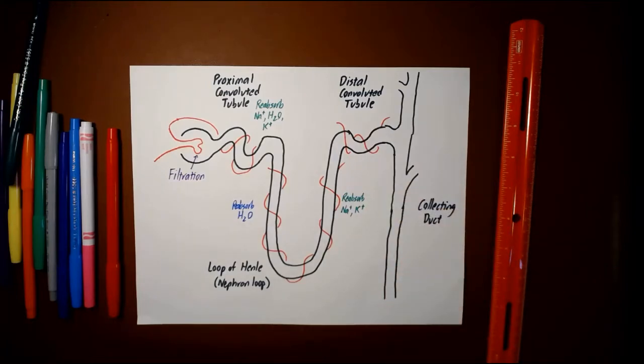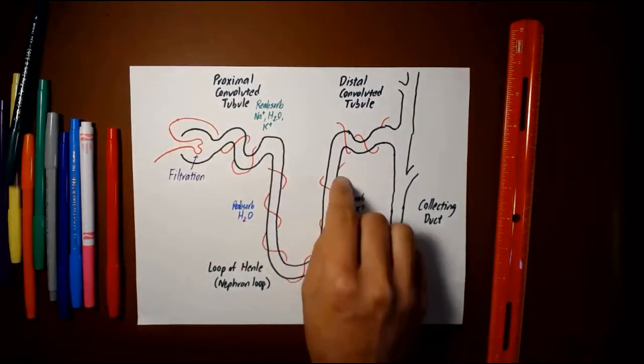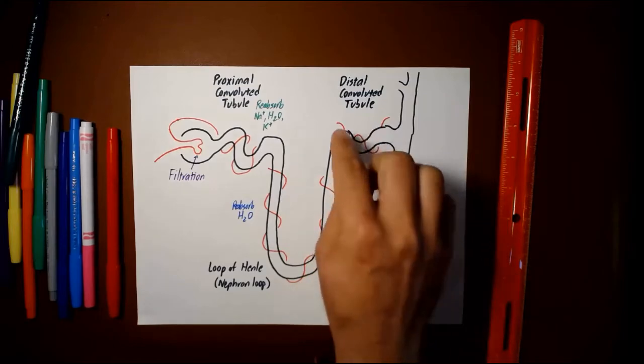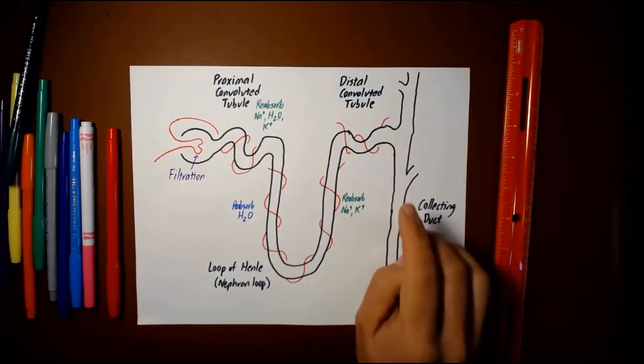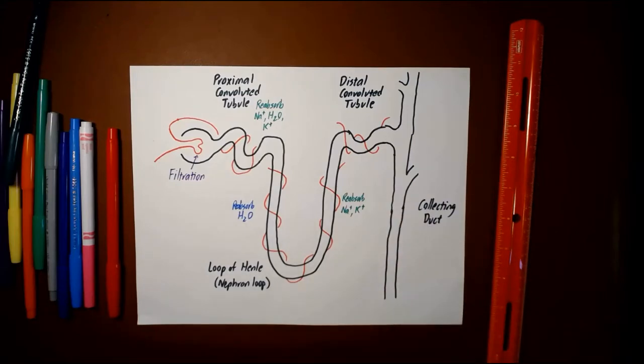Likewise, if you are dehydrated, your body's going to want to lose as little water as possible, which means, again, you can't adjust the amount of water you reabsorb here most of the time, but you'll want to turn up the reabsorption of water in the distal tubule and the collecting duct so that you lose as little as possible in the urine. Similar principles apply to sodium and potassium balance.